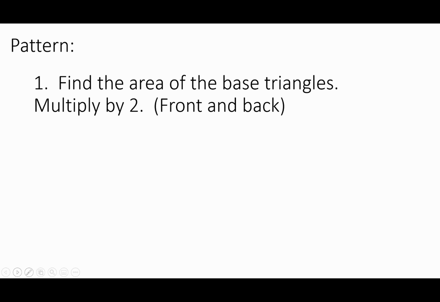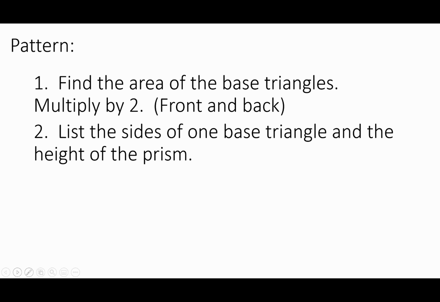Okay, so here's the pattern that we're looking at. We're putting together the pattern. The pattern is that we're finding the area of the bases of the triangle, and we're going to multiply them by 2, front and back. 9 plus 9, or 2 times 9, either way. So you find the area of the bases and multiply by 2. Second, you're going to list the sides of one base of the triangle and the height of the prism. That's our A, B, C, and H.